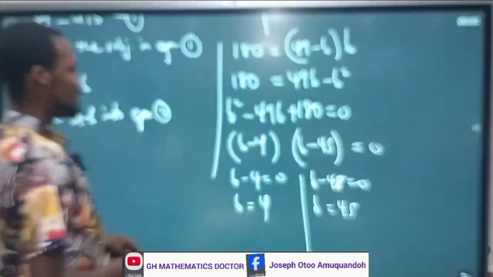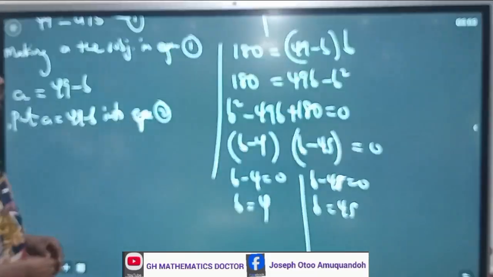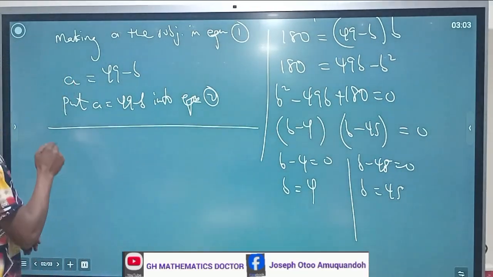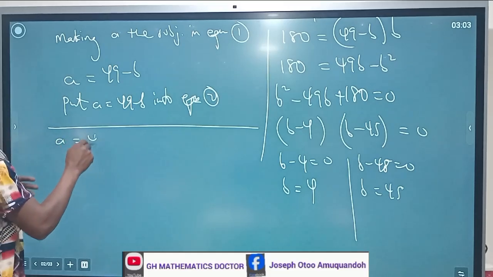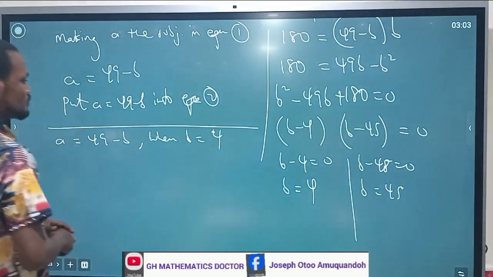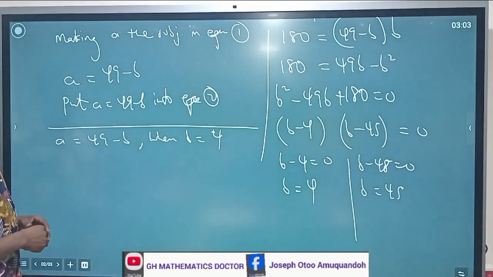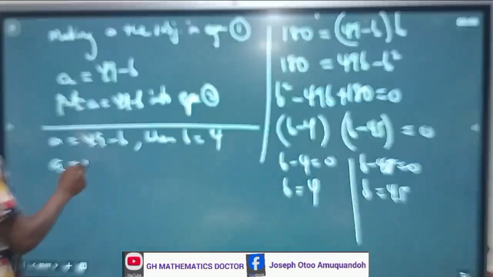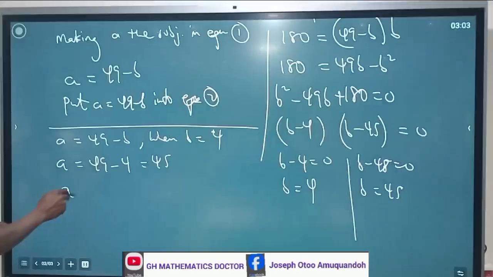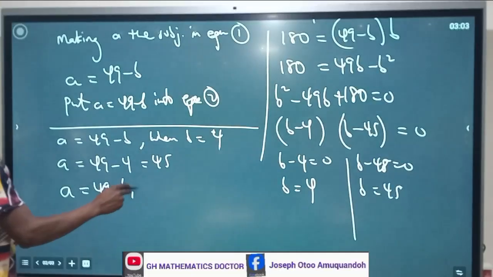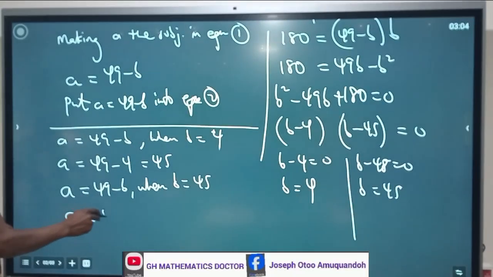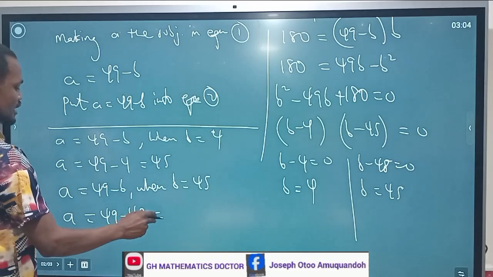So we need to put B into equation 1 to get the result for A. So we are working for A. So we have A equal to 49 minus B when B is equal to 4. So we have to put 4 in place of B. So we have 49 minus 4. And that will give you 45. And also A equal to 49 minus B when B is equal to 45. So this one too, A will be equal to 49 minus 45. And that will give you 4.